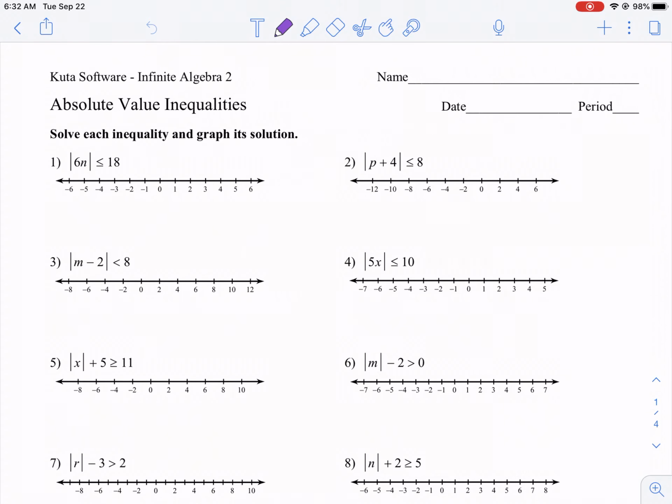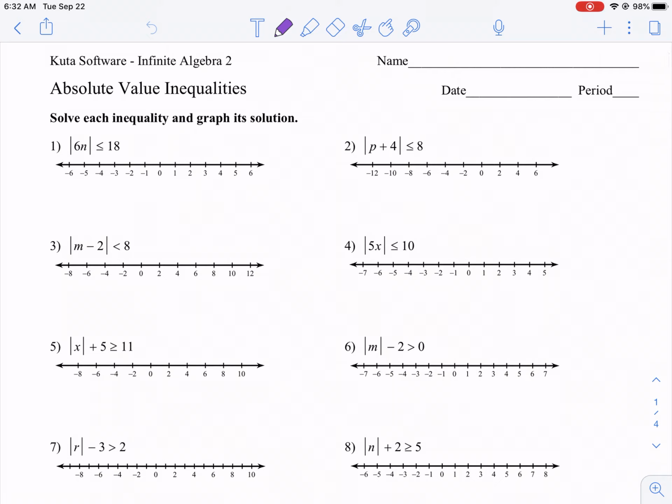Today we're going to be doing a Kuta Software worksheet tutorial on absolute value inequalities. Let's go ahead and dive right in. It says here to solve each inequality and graph its solution. Now, there's kind of like a multi-step process. I'm going to break this down for you.